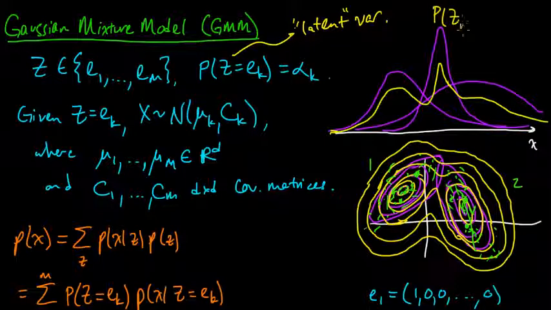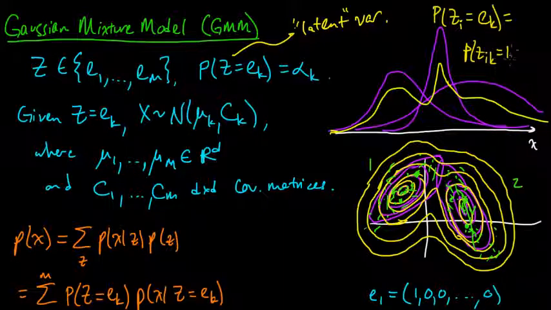So the probability that z_i equals e_k, it's the marginal distribution on z_i that we care about. That's equal to the probability that z_ik, that the kth coordinate is 1, because the kth coordinate is 1 precisely when z_i equals this kth standard basis vector. And that was just alpha_k.